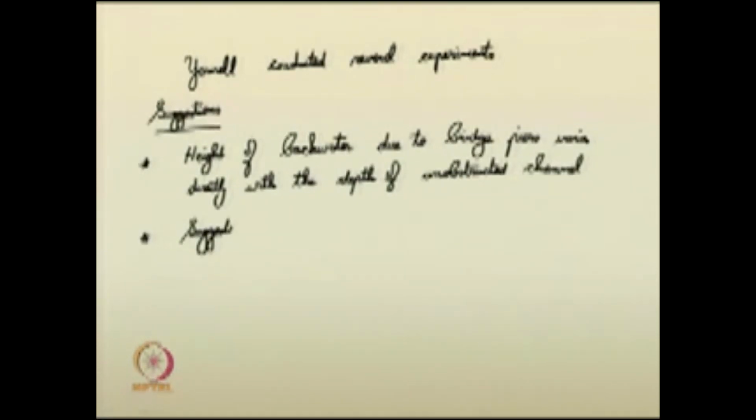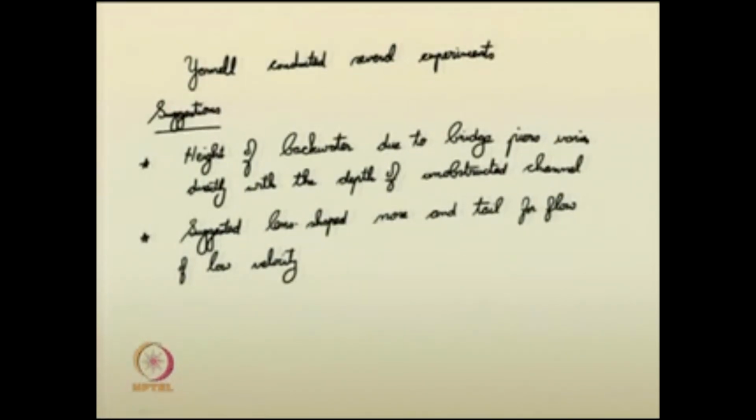He suggested lens shaped nose and tail for flow of low velocity. For low velocity flow, the bridge piers should have a lens shaped form, and like that he suggested.